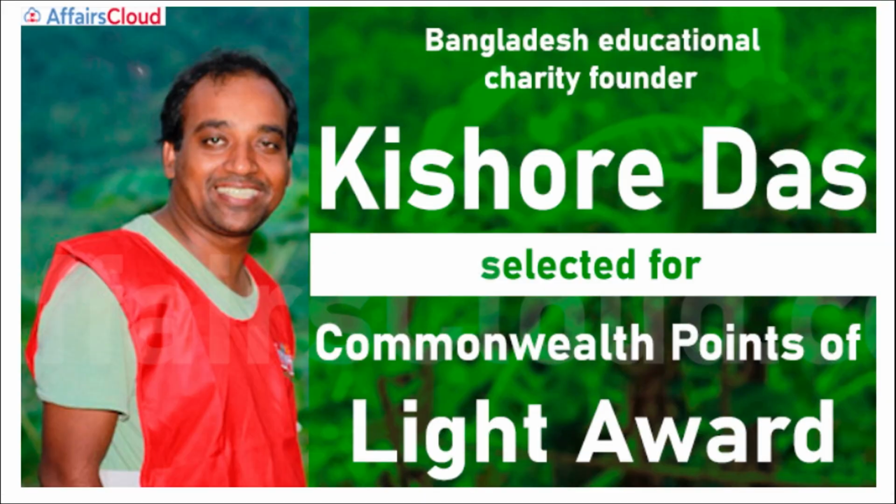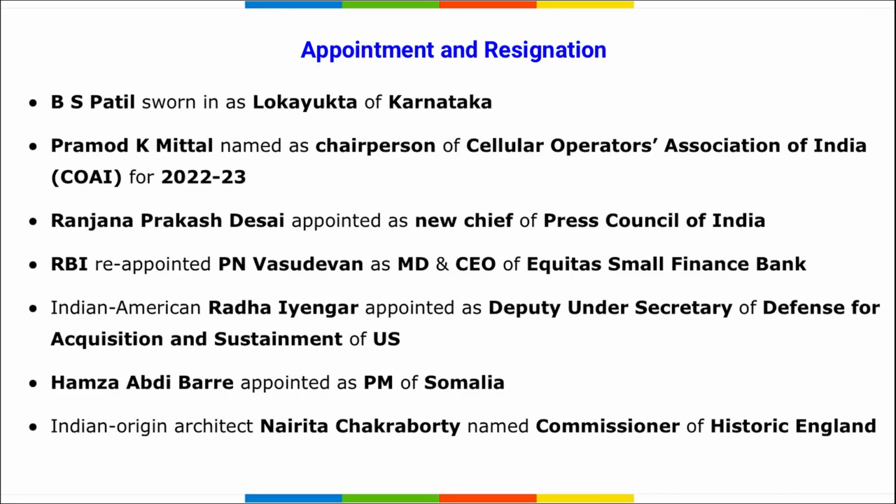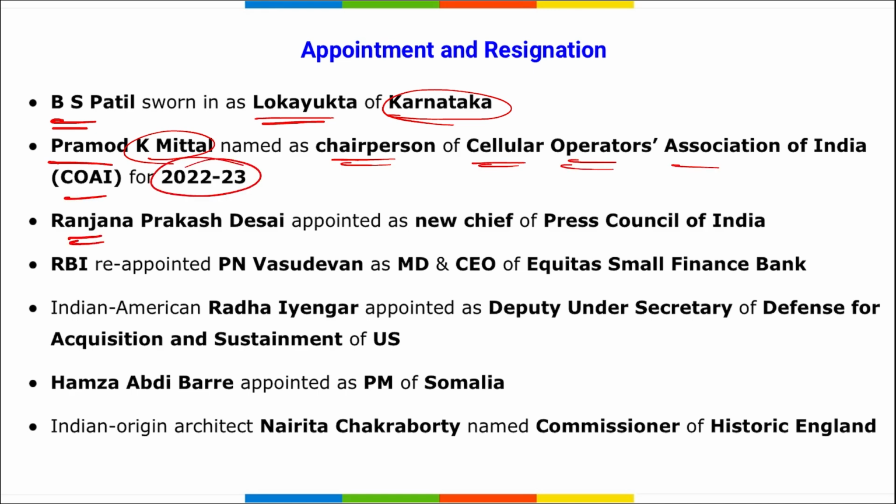Next we are talking about Bangladesh educational charity founder Kishore Das. He has been selected for the Commonwealth Points of Light Award. Next, B.S. Patil has sworn in as the Lokayukta of Karnataka state. Pramod K. Mittal named as the chairperson of the Cellular Operators Association of India for 22-23. Ranjana Prakash Desai has been appointed as the new Chief of Press Council of India.